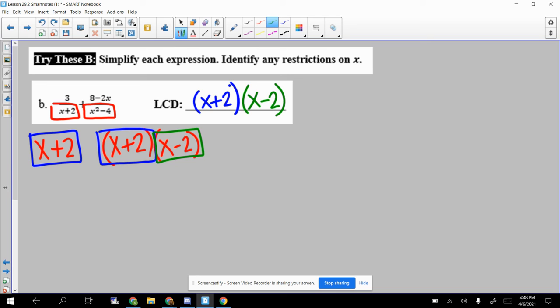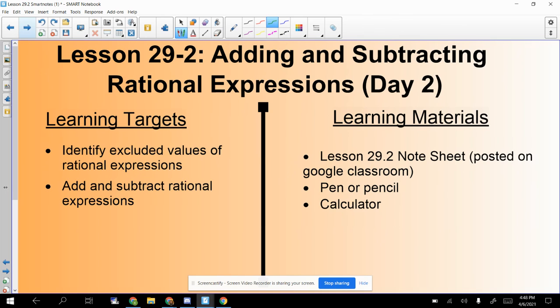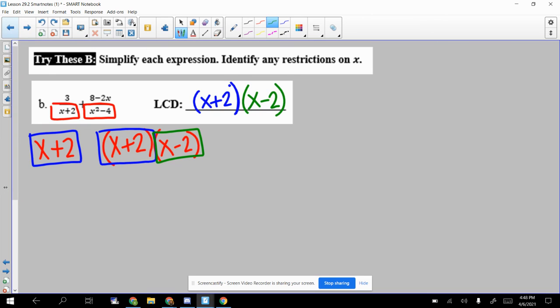Okay. And again, that's going to be a really important skill for what we do tomorrow, which is going to be adding and subtracting rational expressions that do not have the same denominator already. Okay, like the ones in the beginning of this video.